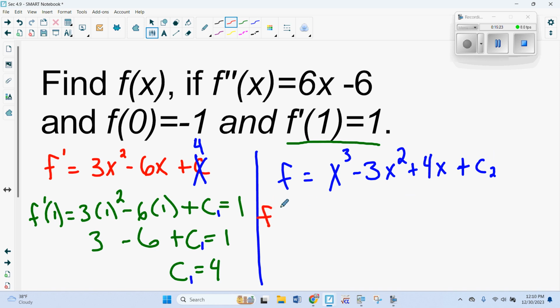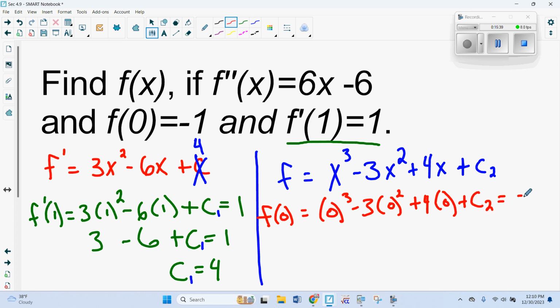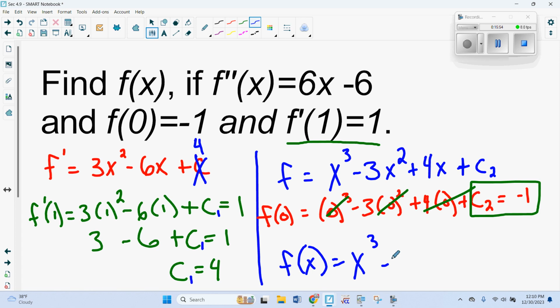Now, finally, we know f of 0 is -1, and this is pretty easy because 0 cubed is 0, 3 times 0 is 0, 4 times 0 is 0, plus C2 is -1. And you can see 0, 0, zeros. So we get C2 is -1. So our final answer, our function, is x cubed minus 3x squared plus 4x minus 1.